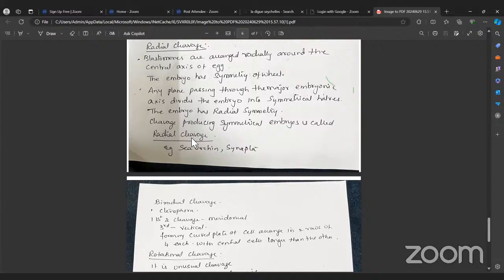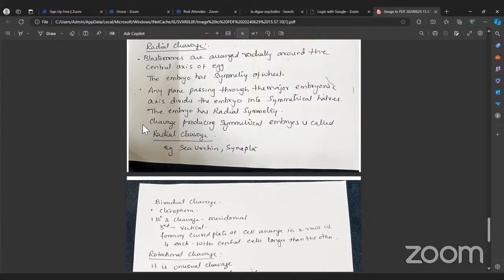Now, during bilateral symmetry, at the 4 cell stage, the cells appear to be 4 different blastomeres. They are all dissimilar blastomeres. Though we have a right side and the left side, you will still see that the cell size is dissimilar. All the cells are dissimilarly arranged. They are not of equal size.